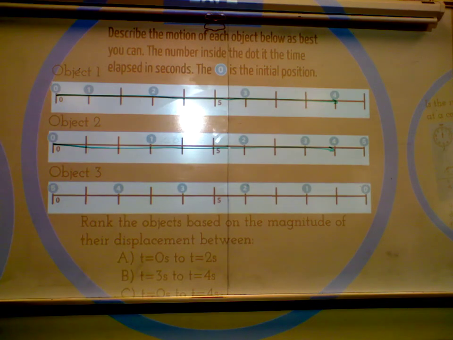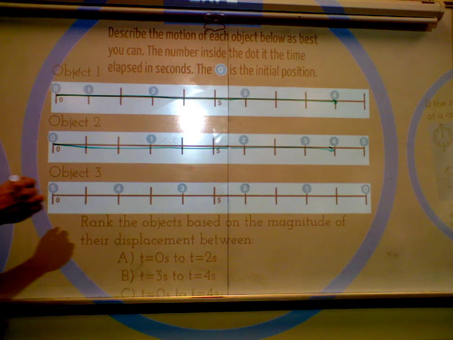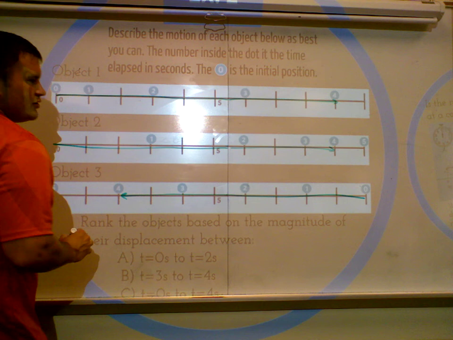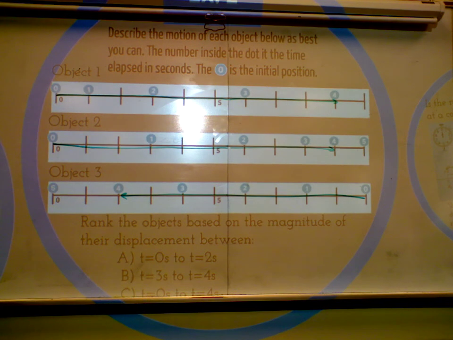There's displacements for 1 and 2, right? Yep. Where's the displacement for 3? It's from 0 to 4 the other way. And it's only 8 instead of 9 like the other 2. So which one has the biggest magnitude? 1 and 2. Which one has the smallest? 3. Does that make sense, guys?